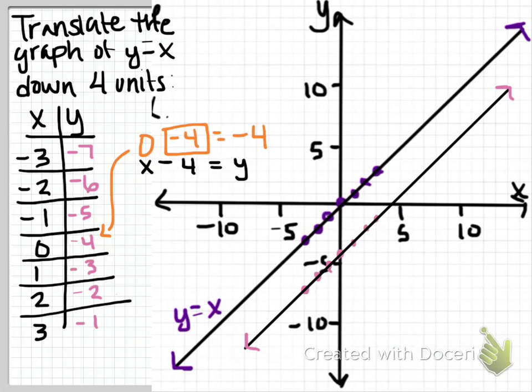Take a look at when x is 2. 2 minus 4 is -2. Make sure you're really good at your integers, okay? So whenever I label my pink line with the new equation, it's going to be y equals x minus 4. This is just the first example of many that we will work in class tomorrow. So hopefully you got all this down. If not, go back and rewatch the video.